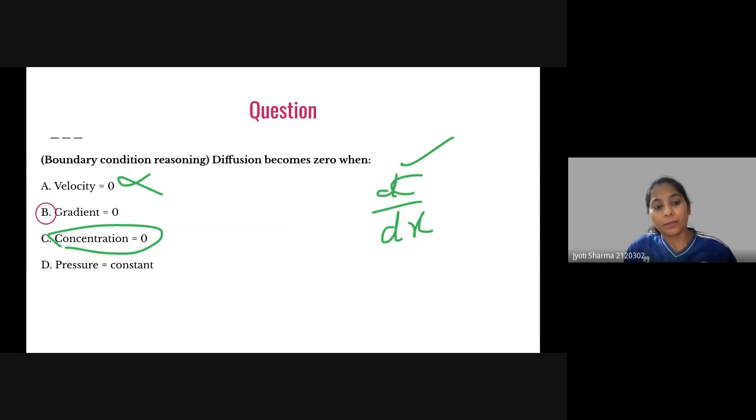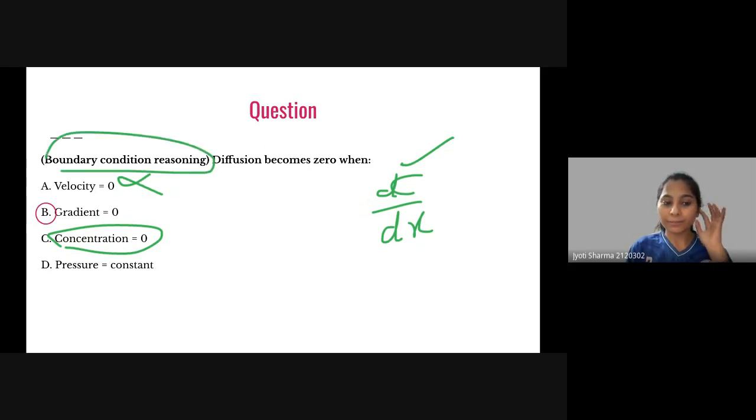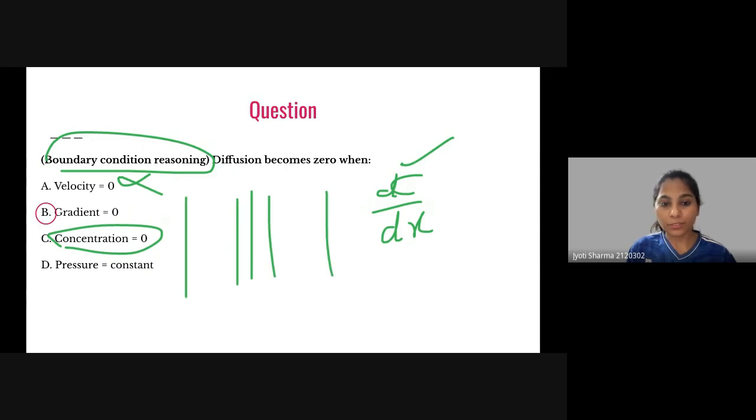So gradient will be zero. Concentration, actually this is very confusing sometimes, because sometimes we are referring to the concentration and sometimes we are referring to the chemical potential. So it becomes difficult to know what kind of things you are referring to. And the important thing that you need to note down is that this is the boundary condition reasoning. So in the boundary condition, so this was something like, so this is your boundary and this is, let's say, your water and then this is your air.